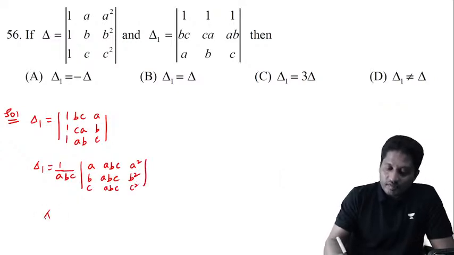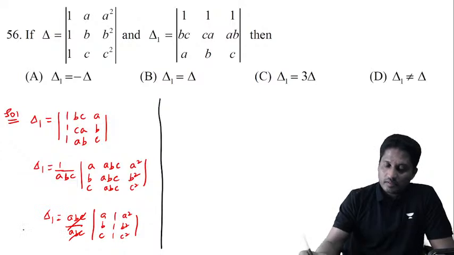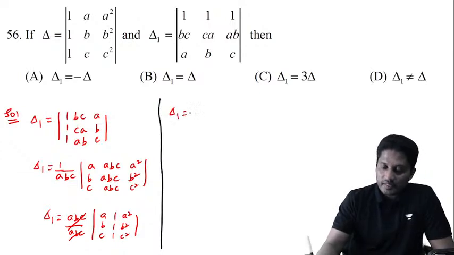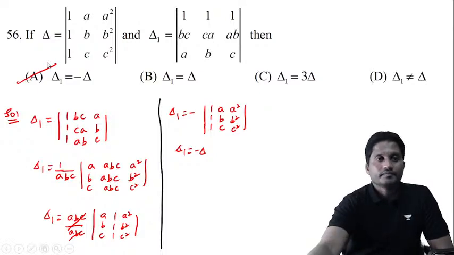Take ABC out from the second column. So this is ABC by ABC. Determinant ABC, and then you get 1 1 1. This is A square, B square, and C square. This fellow will cancel. If I interchange the first column and second column, I get minus of 1 1 1, this is ABC, this is A square, B square, and C square. Delta 1 is equal to minus delta. Answer is option A.